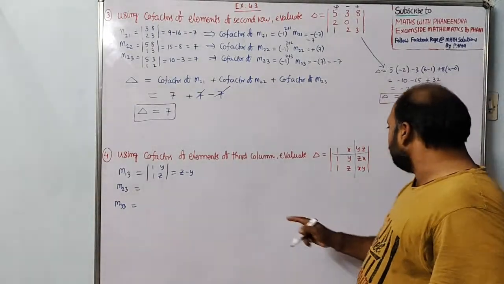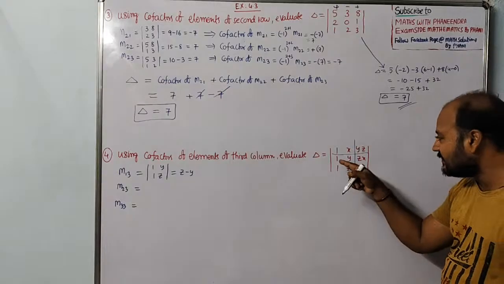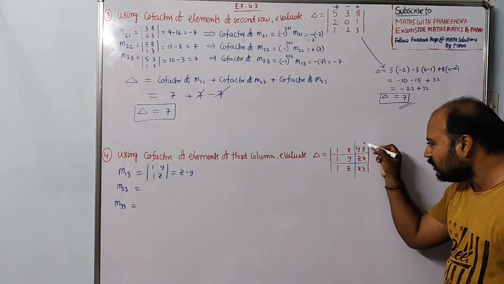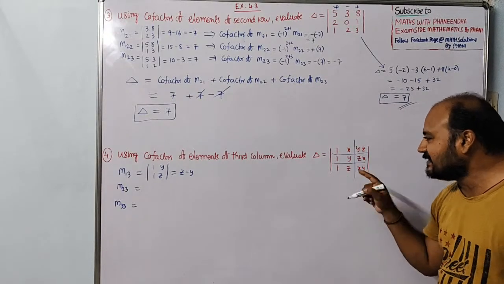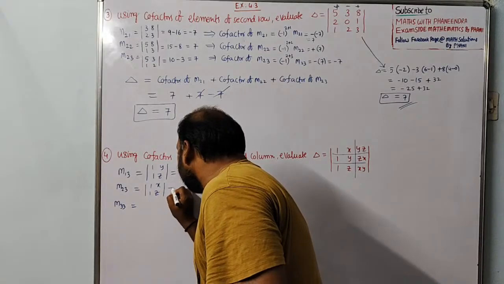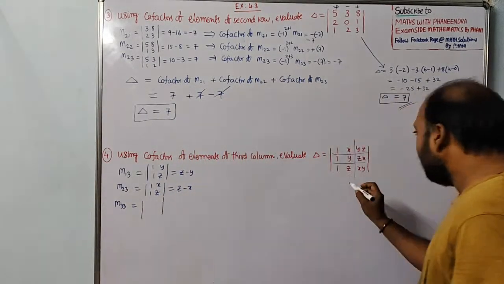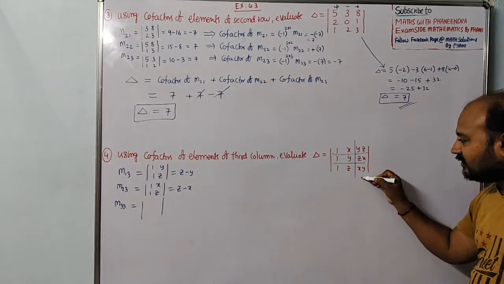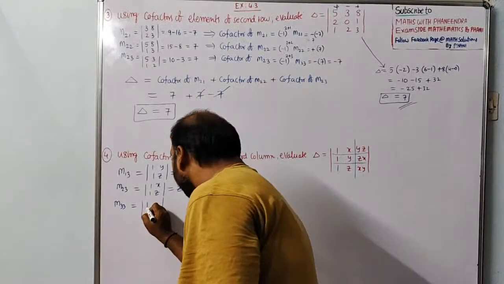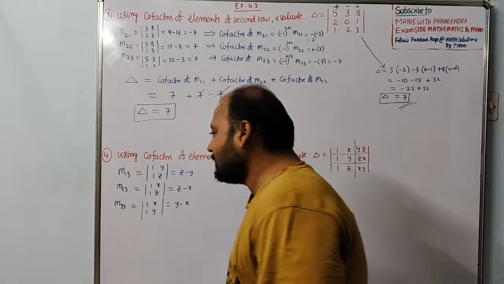Similarly, M23. M23 means what? We are eliminating second row and third column. So we are eliminating second row, third column. 1 x, 1 z. That means z minus x. Next, M33, eliminating third row and third column. 1 x, 1 y. So, which is equal to y minus x.